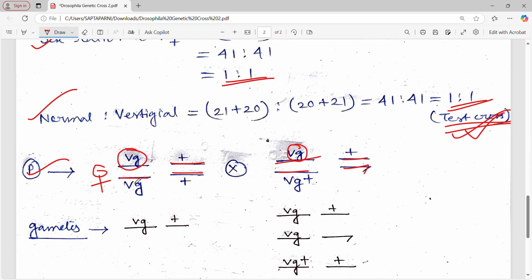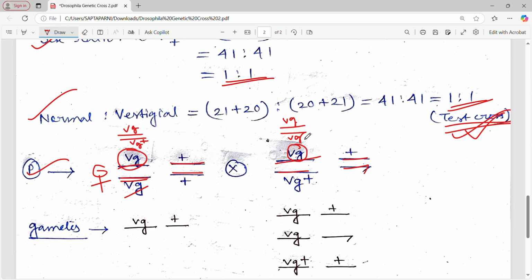Okay, so let's take the female or mother as homozygous recessive with both the autosomes having Vg or mutant type alleles. And the father one is heterozygous, Vg with Vg plus. We can also take the reciprocal cross, that means where the female will be Vg with Vg plus, one chromosome with Vg and another with Vg plus, whereas the father's both autosomes should be Vg. We can also take this cross.